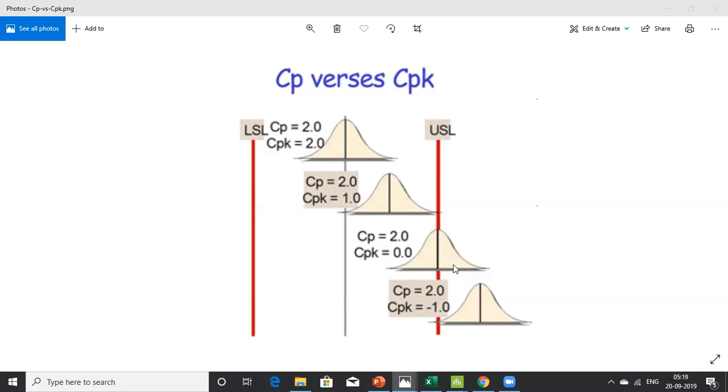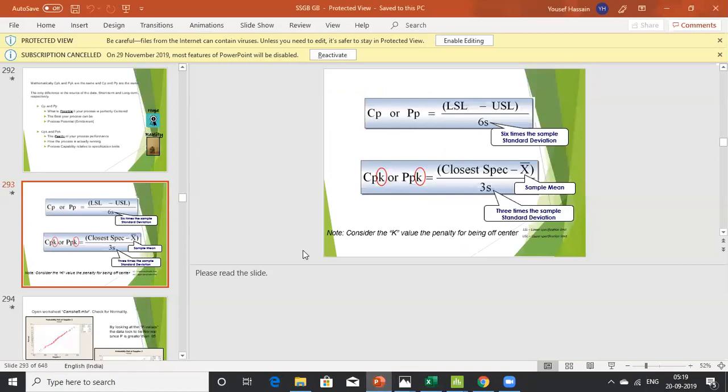The third case, similarly, it has gone out of USL, which is why your CPK value is 0, even though the CP value is 2. Last case, it's completely off the grid. The CP is still showing as 2, and your CPK is -1, which is why it is very important for us to look at the CPK value instead of the CP value. Now let me go back to the slide.